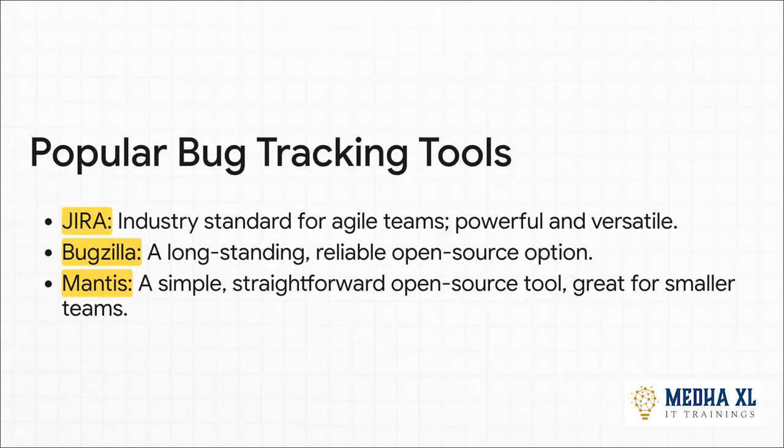Now, you've probably heard of JIRA. It's the industry standard, especially for agile teams. It's super powerful, but let's be real, it can be a bit complex. But there are other great options. You've got open source classics like Bugzilla. It's been around forever because it's just so reliable. Or something like Mantis, which is also open source and has this beautiful simplicity, which is amazing for smaller teams. Here's the key. Find the tool that actually fits your team's vibe. A simple tool that everyone uses correctly is a million times better than a complex one that just confuses everyone.